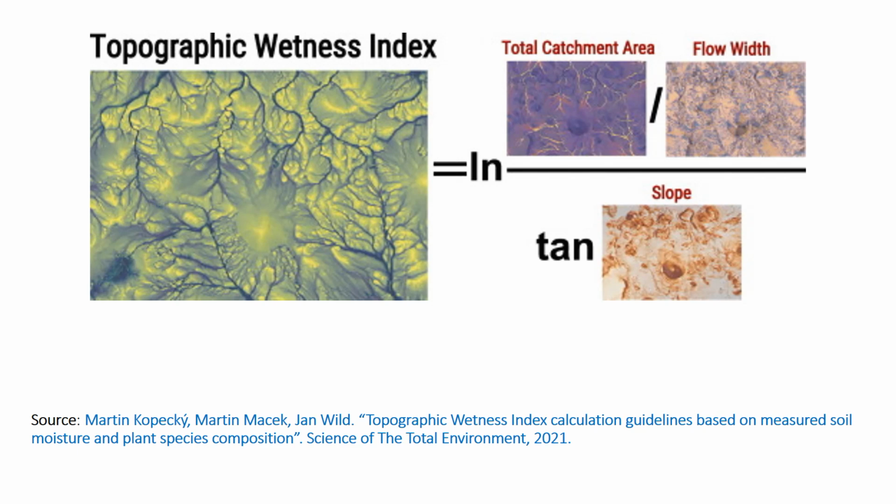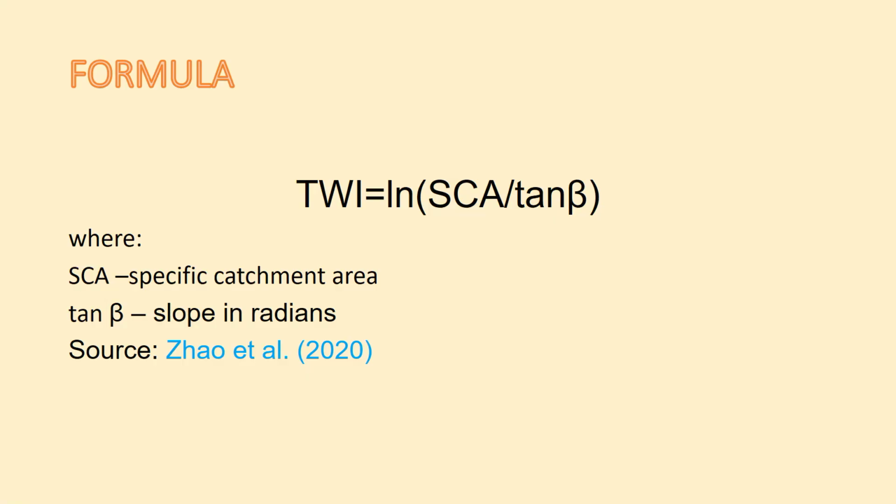So it's a logarithm of total catchment area divided by flow width, and this is all. It's a fractional value with a denominator of the tangent of the slope. So this is one way to create topographic wetness index. So the formula is ln, logarithm in brackets, specific catchment area divided by the tangent of slope in radians.